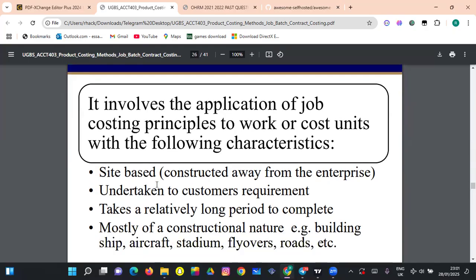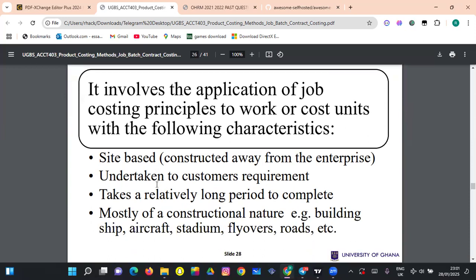So it is site-based, constructed away from the enterprise. Then it is undertaken to customer special requirements. If the government gives you a contract to create a bridge for a particular group of people, the government is going to tell you how you should do the bridge. That's why it is to the government's special requirements. It takes a relatively long period to complete.